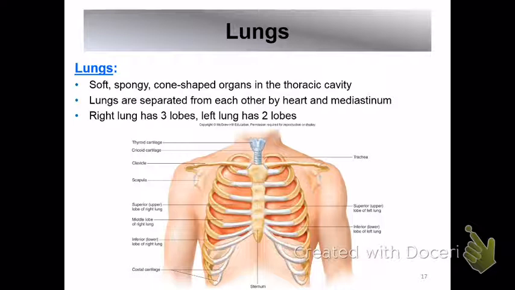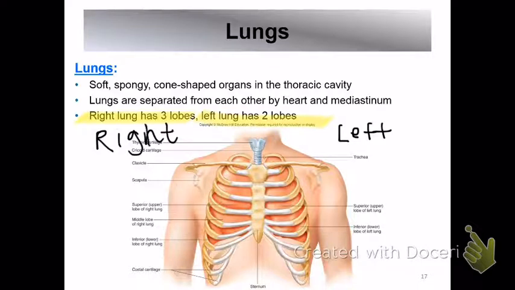Now, highlight that there, the right lung has 3 lobes, and the left lung has 2 lobes. Now, remember that this is the left. And this is the right. So for all anatomy purposes, the right lung is going to be over here. And the left lung is going to be over here. So why does the right lung have 3 lobes, and the left lung only has 2 lobes?